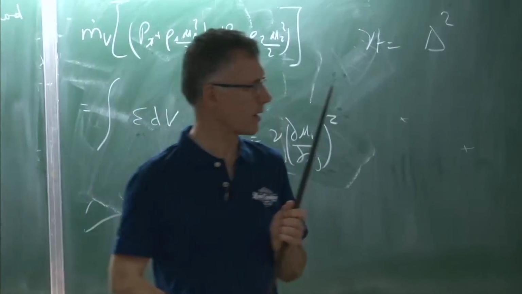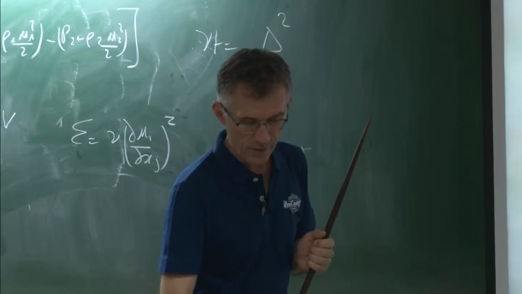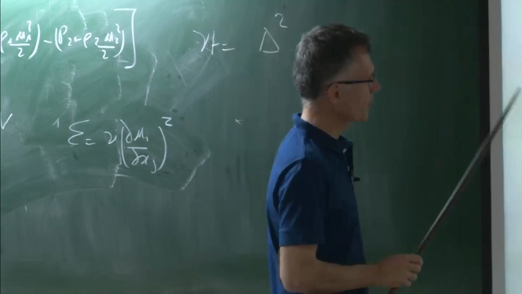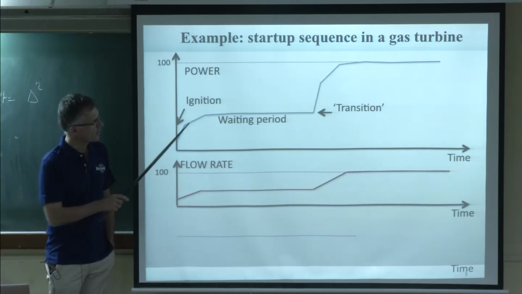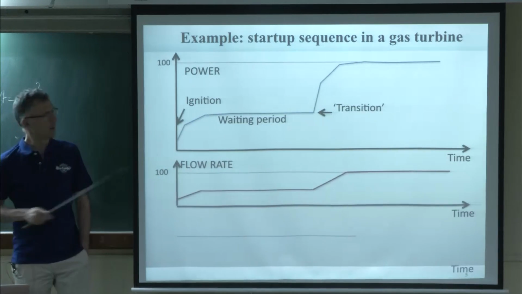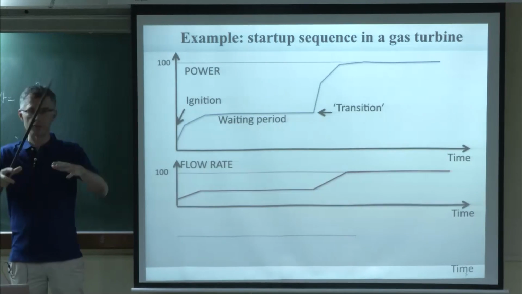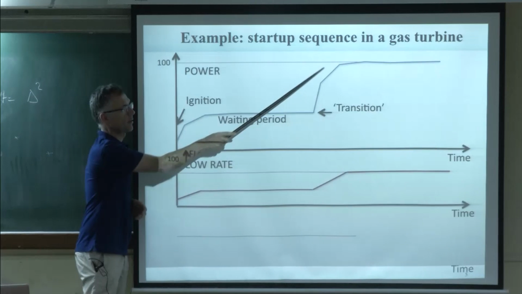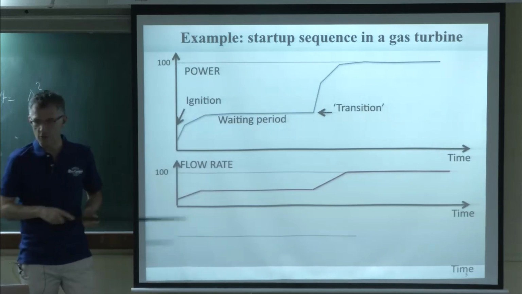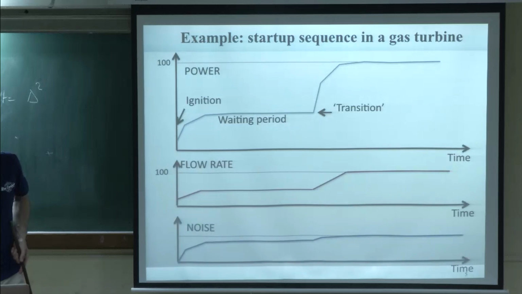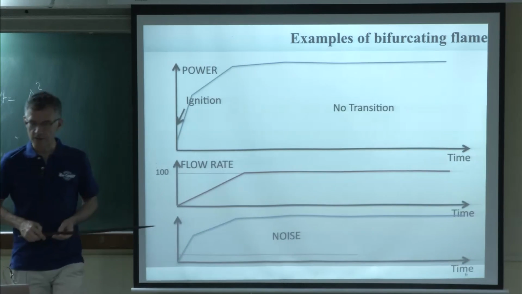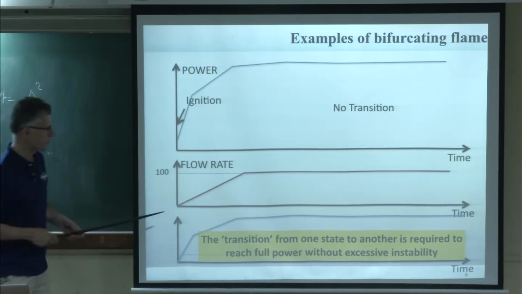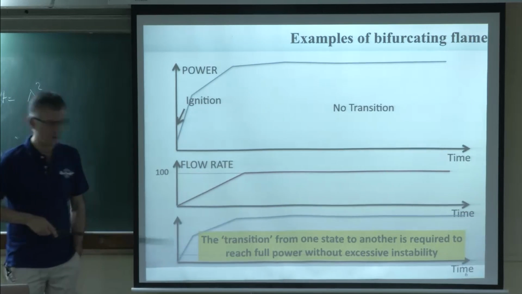A striking one is what's happening for the Ansaldo gas turbines. When you start certain Ansaldo gas turbines, you have what they call a waiting period of a few minutes. And after this period, suddenly the flame changes shape, and then you can go to full power. If you try to go to full power right away, this does not work, because the instabilities will be too much. What it's telling you is that this transition from one state to another is necessary to reach full power.